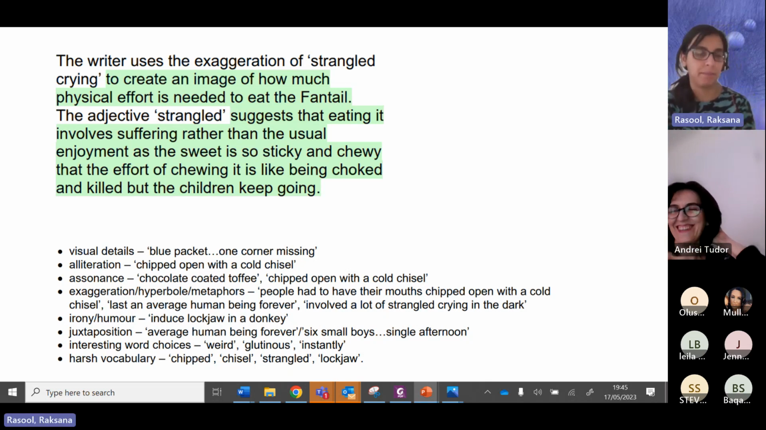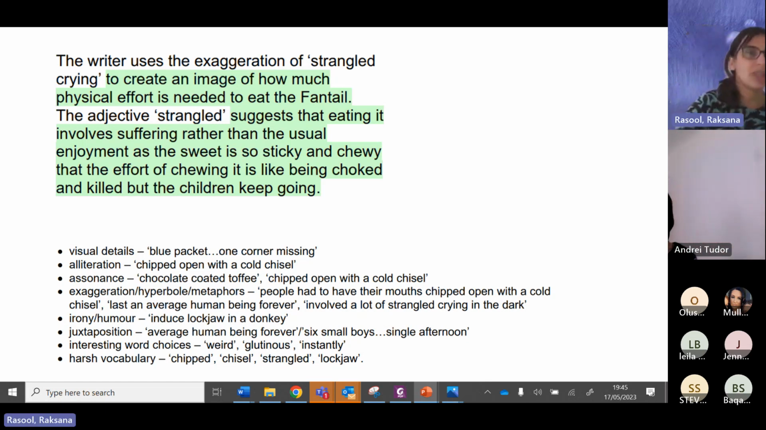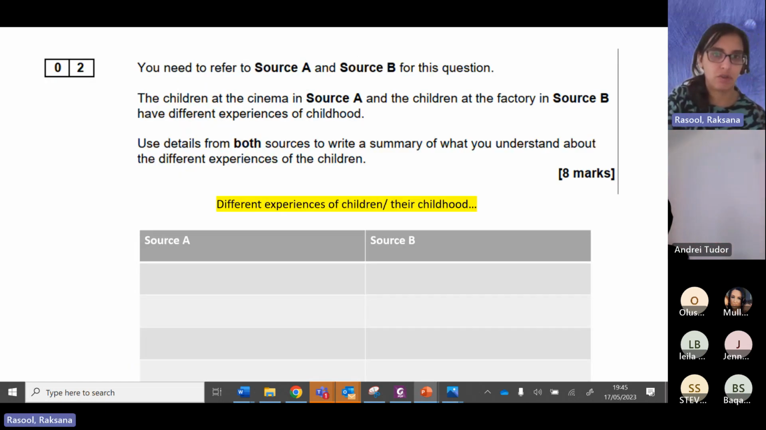Yeah, this was a real paper. Yeah, paper 2 is hard. Yeah, paper 2 is very, very tricky.